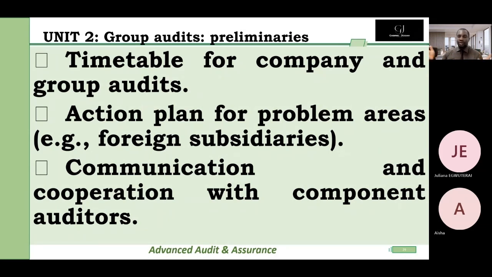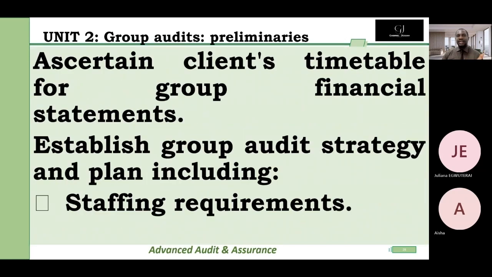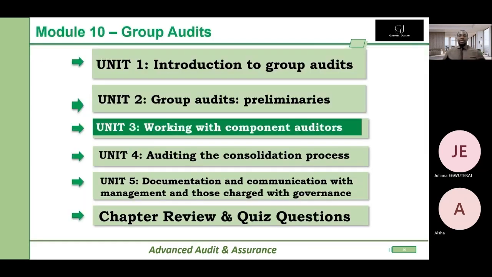Communication and cooperation with the component auditors needs to be planned at the preliminary stage. So these are the preliminary reviews and jobs that need to be done at the group audits in line with ISA 600. Very important. Okay, so we looked at preliminaries.